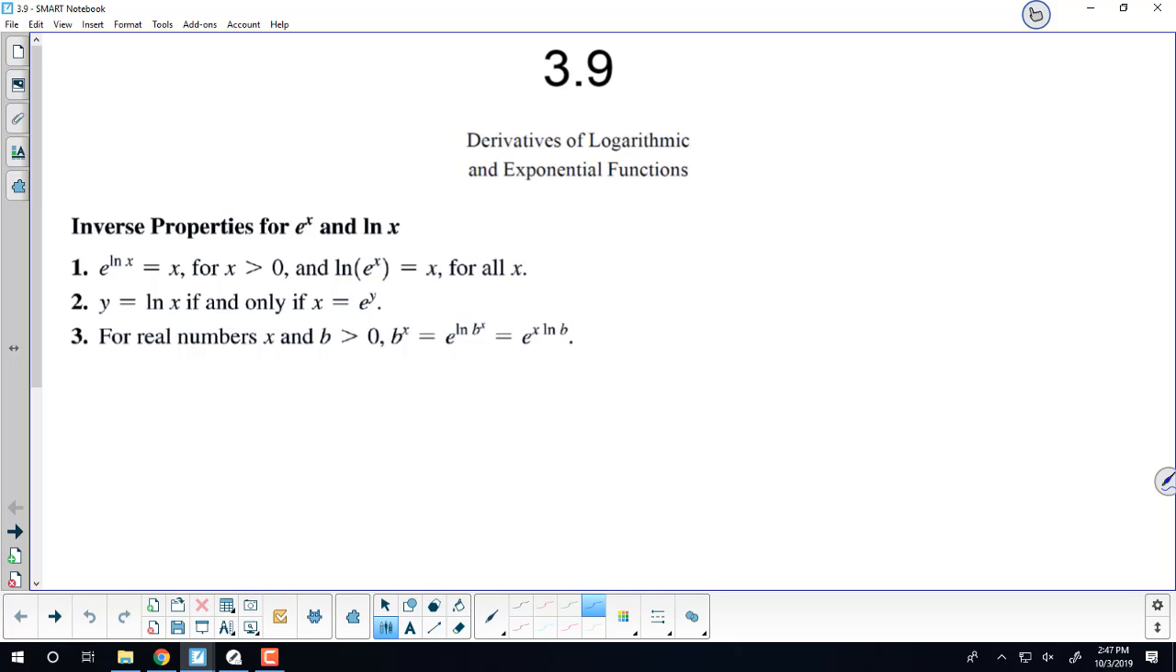So here in 3.9, we're looking at derivatives of logarithms and exponentials. We're going to take these in order. First, we're going to look at how to take the derivative of the natural log of x. Then we're going to look at the derivative of an exponential, b to the x.